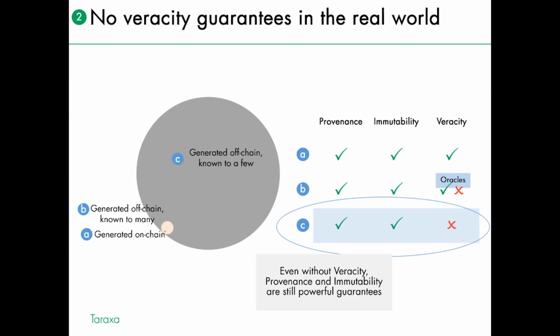For type B, you have data that's generated off-chain, known to many. You could sort of get by with the veracity guarantee by using these games. For example, you have platforms like Augur, you have platforms like Chainlink. What they do is they take publicly known data, and they have data providers that are randomly selected to provide you data.